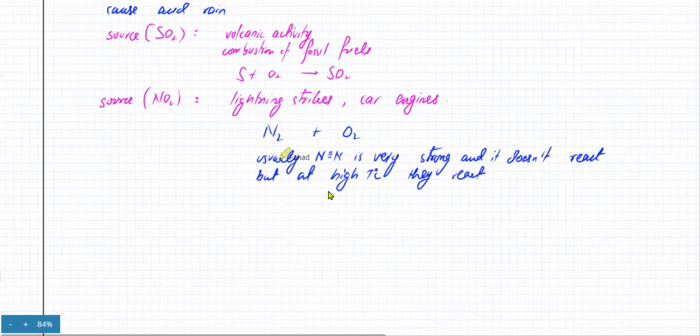very fast and vigorously, so the bond breaks, and you have N2 reacting with O2, and it ends up producing nitrogen oxides like NO2. Okay, so these are the two sources of these two gases.